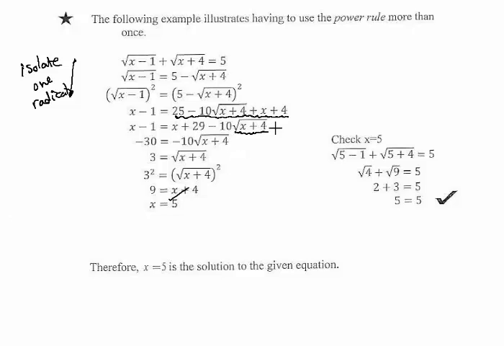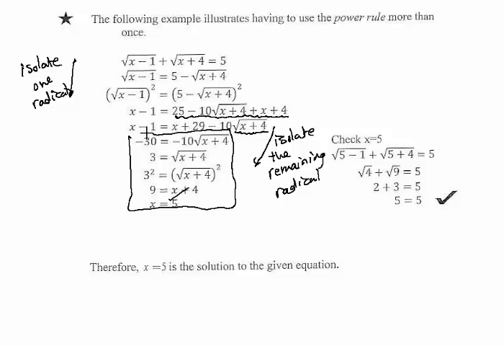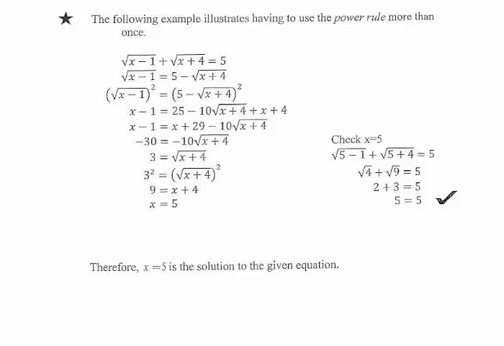And so at this point, that radical, we isolate the remaining radical. Okay, so once we get to this point, we are basically dealing with the equations from the previous examples. One radical, get it by itself, square it, and then solve for x. Alright, so this basically boils down to either having to square or cube the equation twice instead of just once.